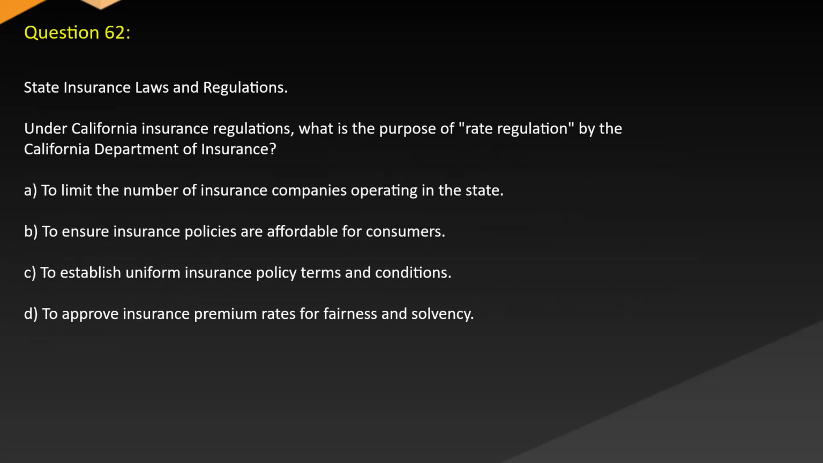Question 62. State insurance laws and regulations. Under California insurance regulations, what is the purpose of rate regulation by the California Department of Insurance? A. To limit the number of insurance companies operating in the state. B. To ensure insurance policies are affordable for consumers. C. To establish uniform insurance policy terms and conditions. D. To approve insurance premium rates for fairness and solvency.